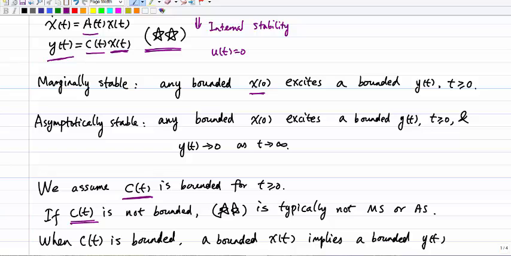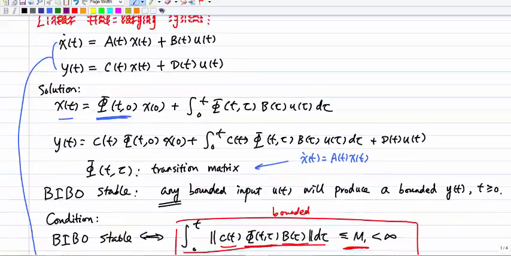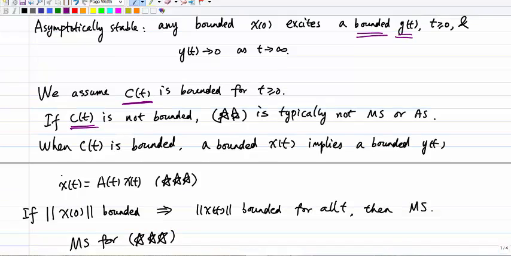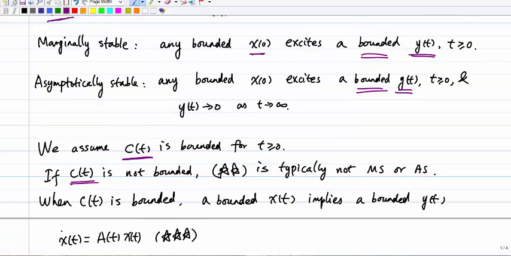Because the marginal stability definition says it has to be a bounded y sub t for a bounded x0. So if this is unbounded, my state xt will definitely be unbounded, which means the system is not marginally stable or asymptotically stable.